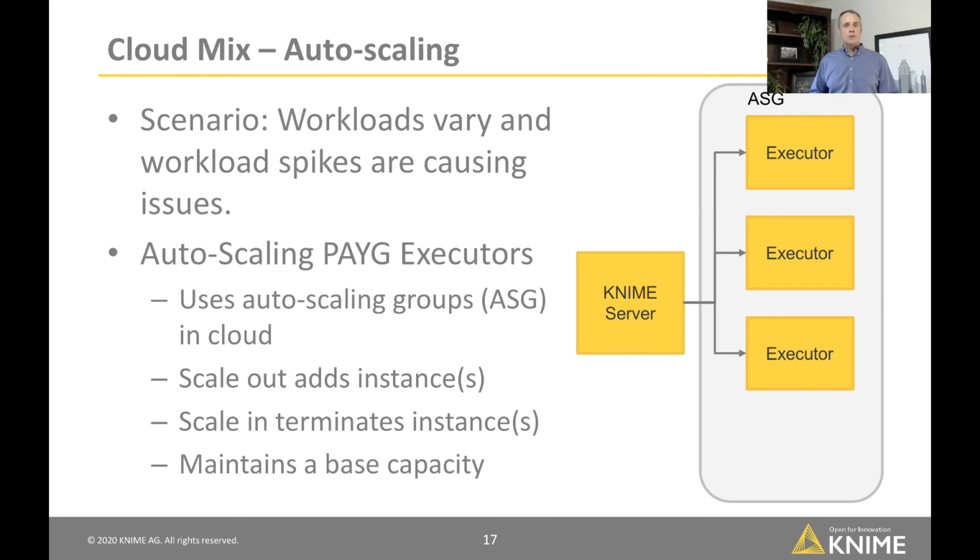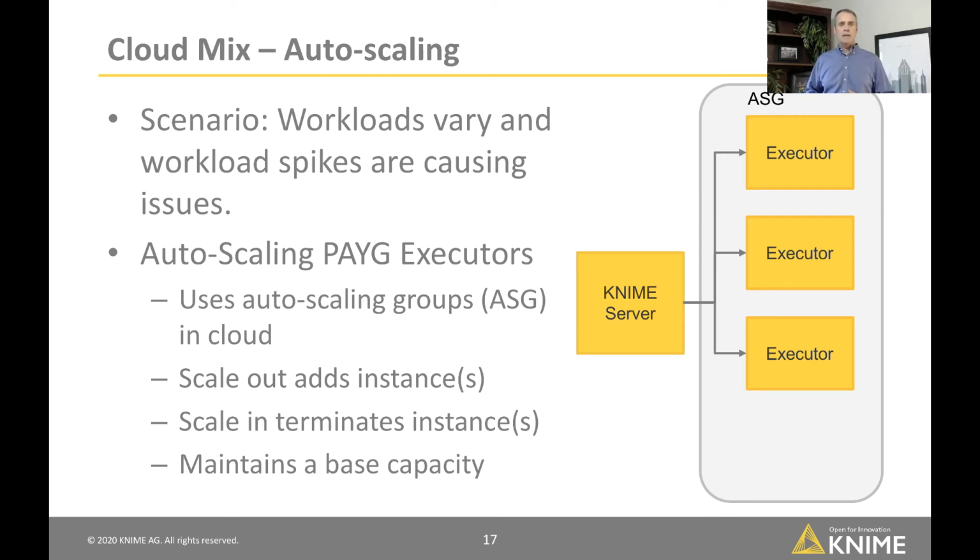Okay, another way to use distributed executors in the cloud is through what's called auto-scaling. Why do you need auto-scaling? Well, you may have workloads that vary, and workload spikes are causing issues because of high loads. Jobs are getting backed up over time. How do you solve that? Well, in the cloud, with pay-as-you-go executors, you can actually have the number of executors scale to meet demand.